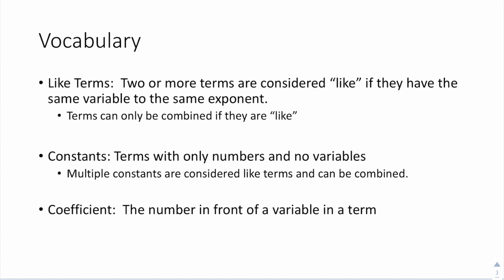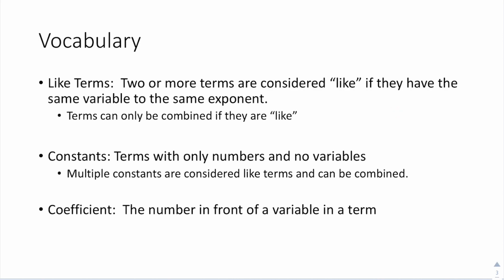the same exponent. So for example, x squared and x squared are like terms. 2x squared and 3x squared are like terms because it's the same variable to the same power. Okay? However, something like x plus y, not like terms. X and y aren't the same variable. Something like 3x squared plus 2x are not like terms because one is squared and one is not. So you have to be careful. Same variable, same power. Terms can only be combined if they're like.